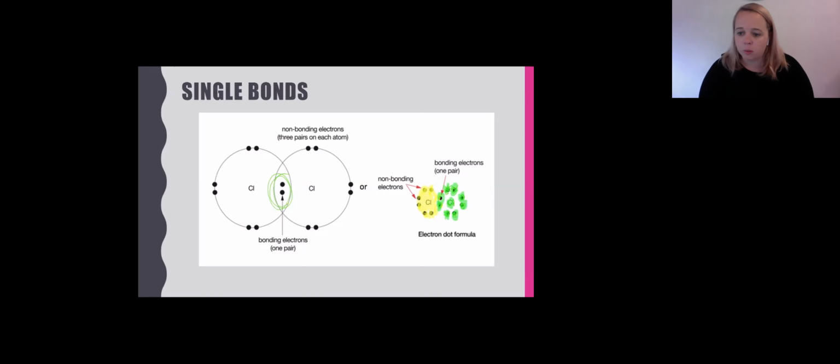So the electrons will spend a large amount of time between both nuclei, but they will spend some time revolving around the other one. So what will happen is this electron that came from the green one, at some stages, you'll even find it zooming around this side of the chlorine. Same with this electron that came from the yellow one. Sometimes it'll zoom around outside here.